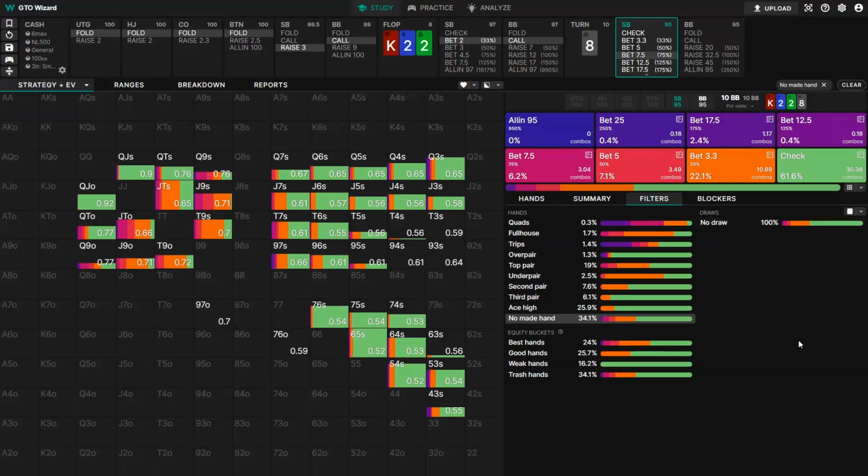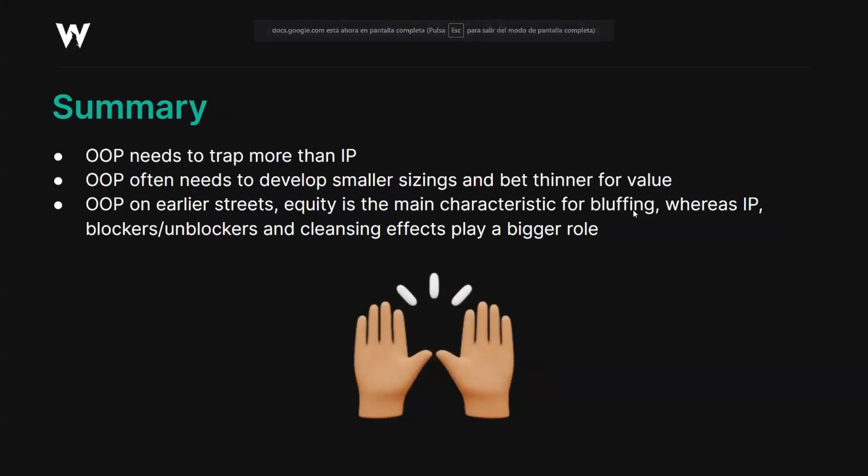All right. So let's summarize some of the things we talked about. Out of position needs to bluff more than in position. Okay? That seems very, very intuitive. Out of position needs to develop smaller sizings and bet thinner for value. Okay? Because of this non-realization of the checking range. The checking line is worse out of position, so you prefer to bet a little bit thinner and smaller.